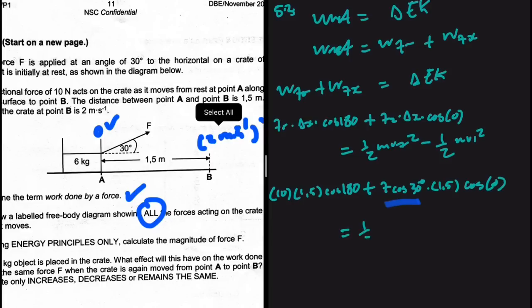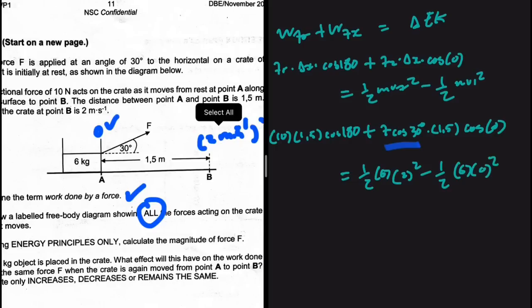This is equal to a half. The mass of the object is 6 kg, so we have 6 vf squared. We have all these velocities, so vf is 2, right? So 2 squared, minus a half, the mass is 6, the initial velocity is 0 squared. Okay, so 10 multiplied by 1.5 multiplied by cos of 180. This is minus 15, so we have minus 15, and then cos 30 multiplied by 1.5 multiplied by cos of 0.